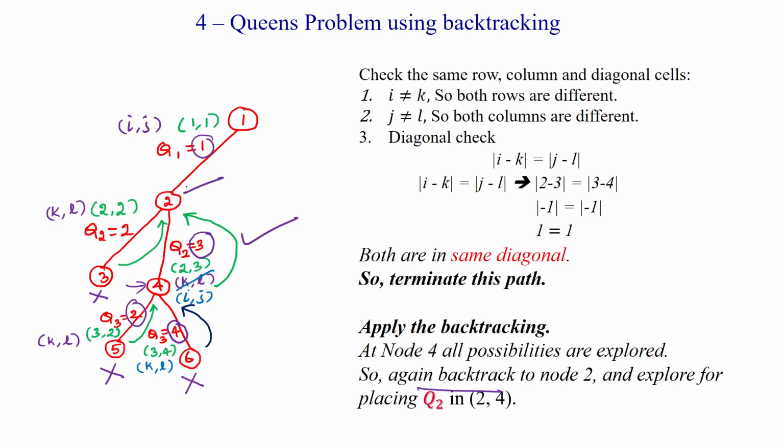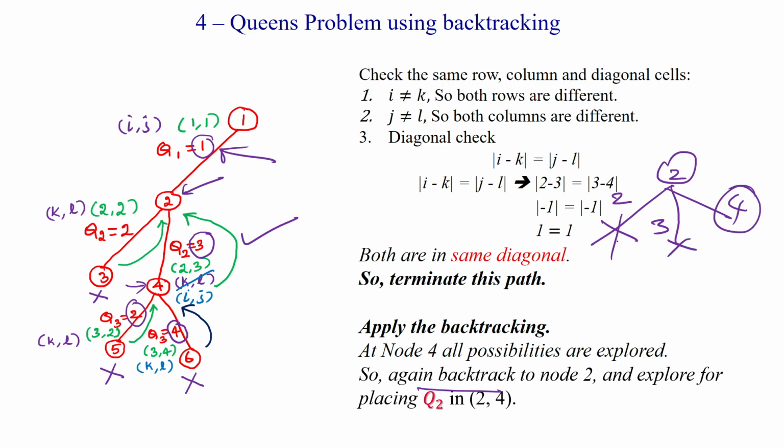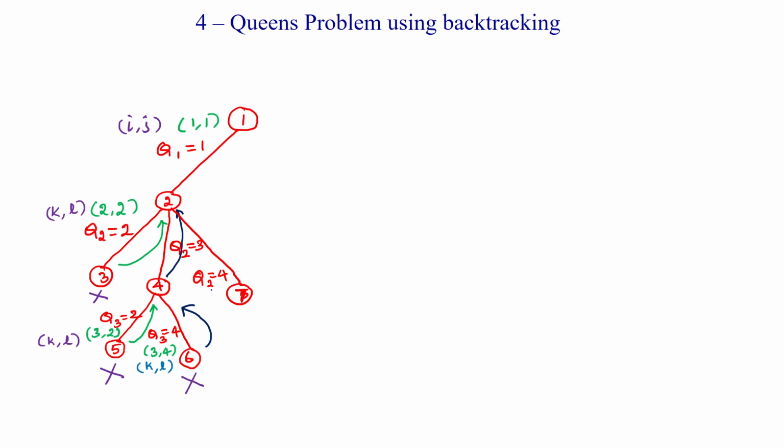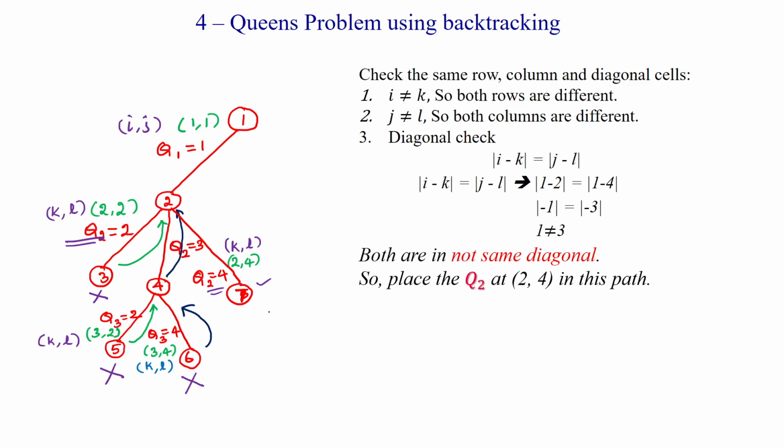In this position, node 2 has one more option. The first column is completed for node number 2, the second and third columns are completed, so the fourth option remains. Now we can check the fourth column for queen number 2, which leads to node number 7. Once it is done, we have to check the same column, same row, same diagonal, right? So when you check the index for queen number 2, it is 2 comma 4.